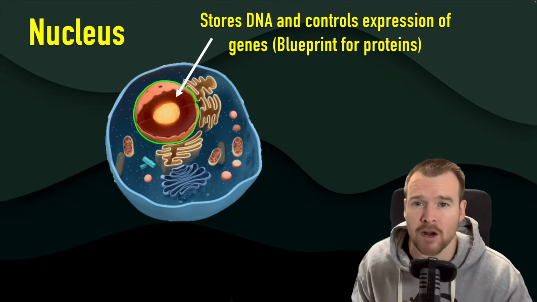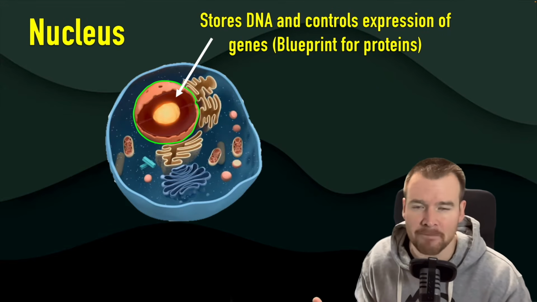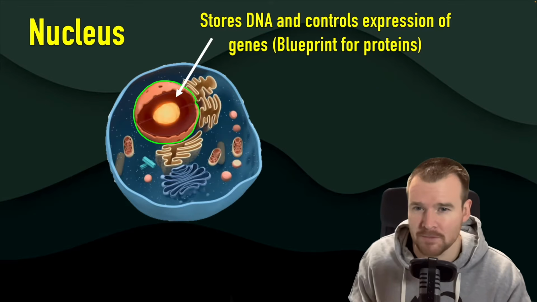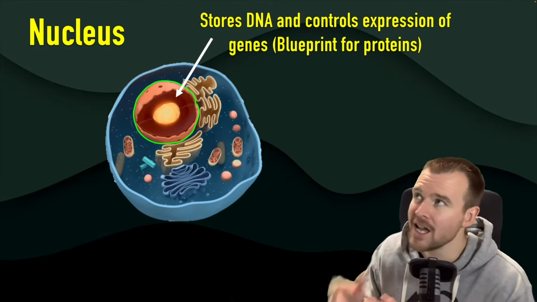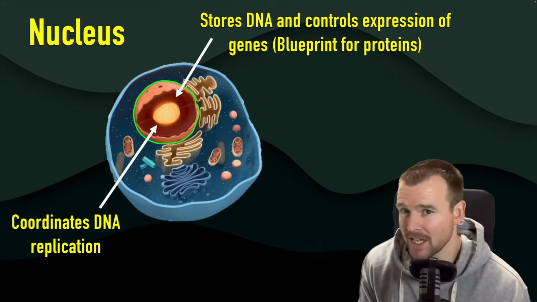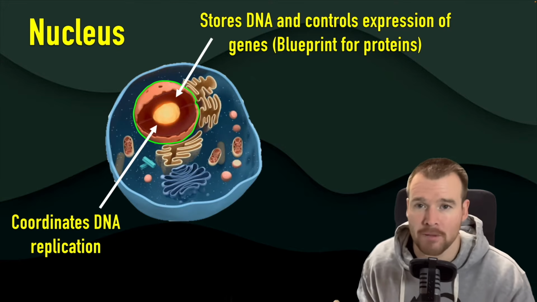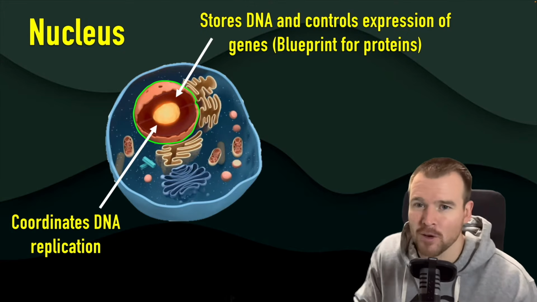It'll control the expression of those codes, or a section of those codes, which is often called a gene. A gene is an area that's going to code for a specific characteristic. So that information is going to be stored inside the nucleus. It also coordinates DNA replication. So when it's going to make a new cell, it's going to split in cell division. It's going to copy all that DNA, so it coordinates that process as well.